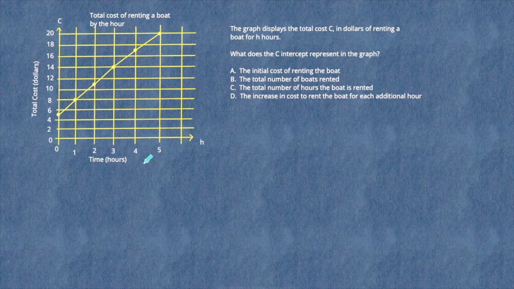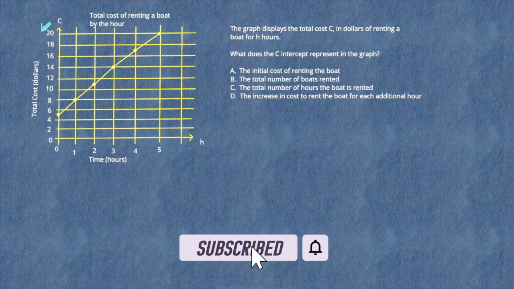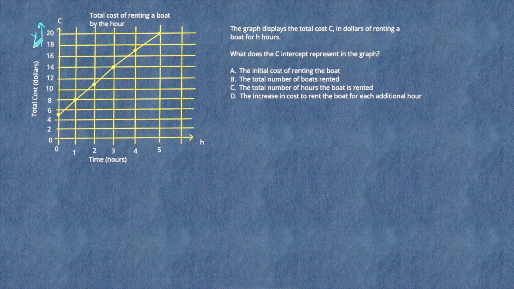So first, let's see what we have in the graph. Here, C is the total cost of renting the boat, and that is represented on the y-axis. So the C is represented on the y-axis. H, which is the total number of hours, is represented on the x-axis. In general, we say y-intercept and x-intercept.